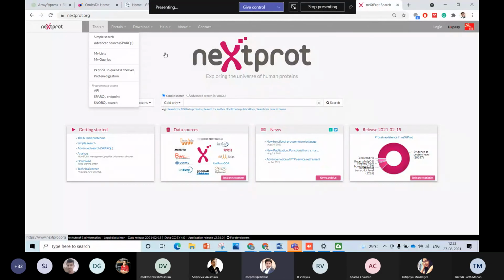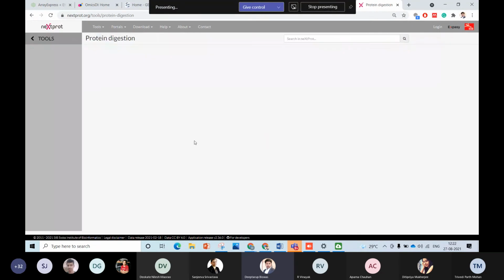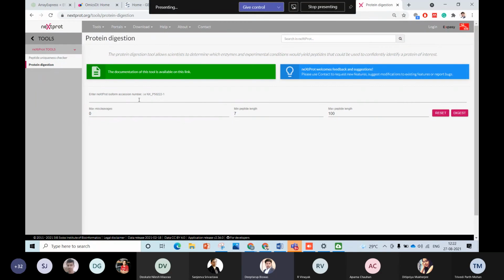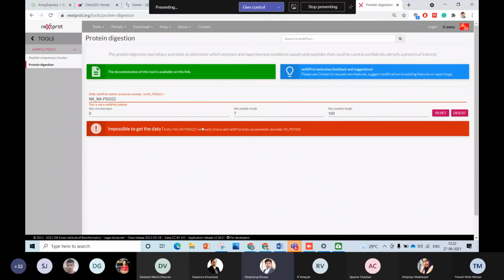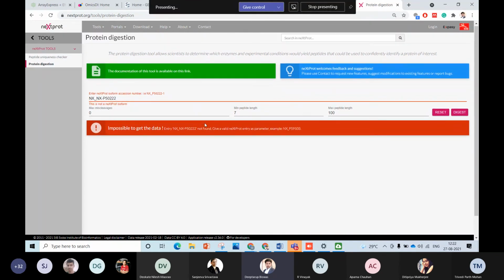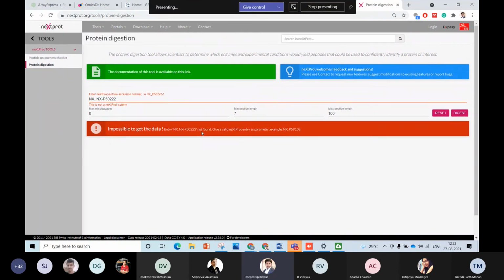Now I will go to Nextprot, and I think Shashwati has shared with you a link which has a list of peptides. Last time, if you remember, we clicked into the protein digestion and showed a protein, for example NX_P50222, which is given in the example. Don't worry if it is not an isoform, it will still work. If I click digest over here, though it says it is impossible to get the data, don't worry about that. If you come down, it will take some time, and it will give the further options.